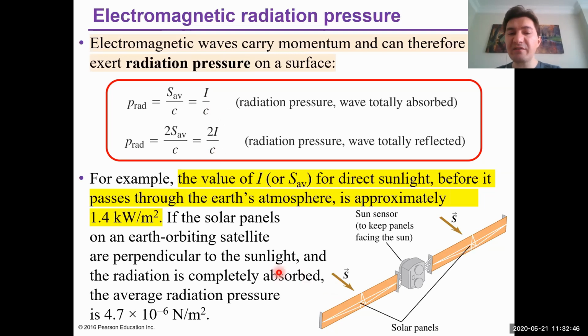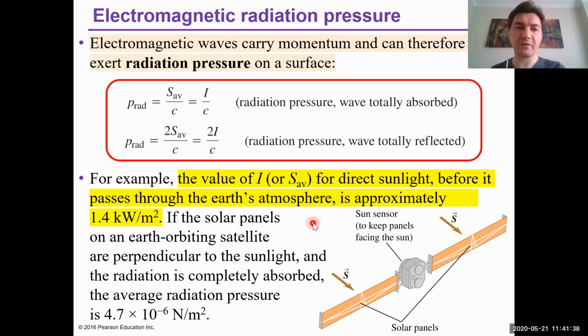But if this light is totally reflected, then the radiation pressure is 2 times bigger compared to when the light or wave is absorbed. Here we have a satellite. This satellite is traveling around the Earth, and these are the solar panels of the satellite, and this is the pointing vector of the light coming from the sun.